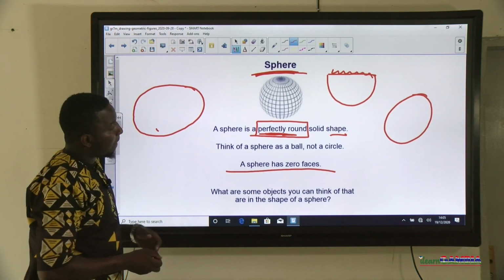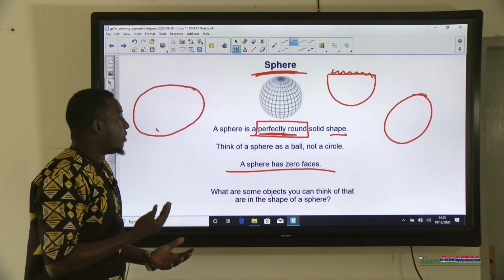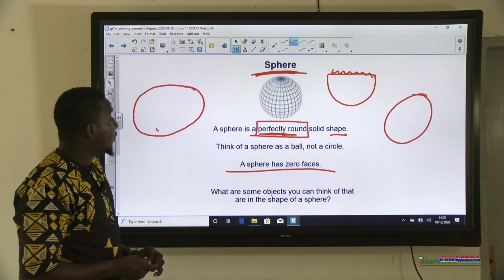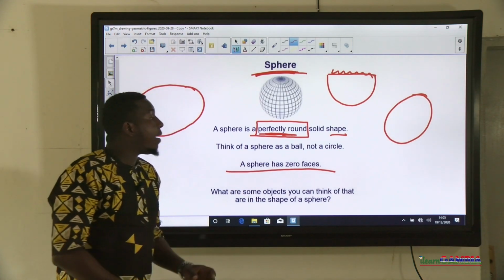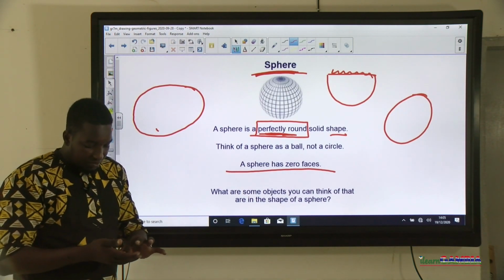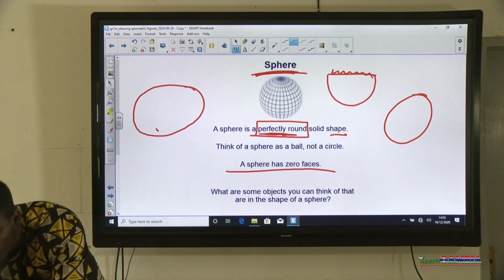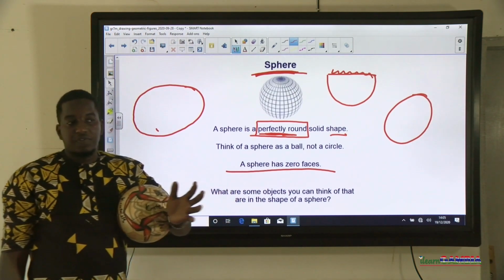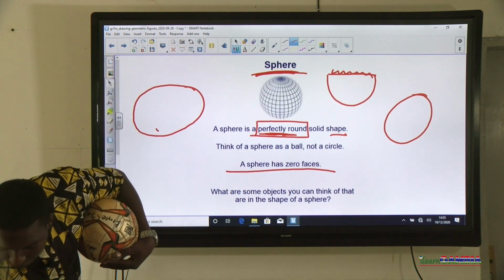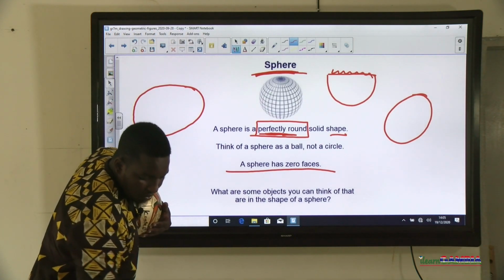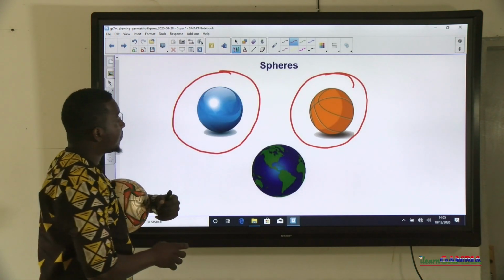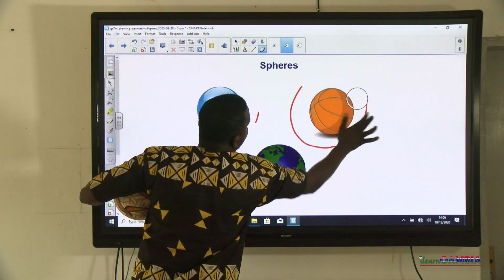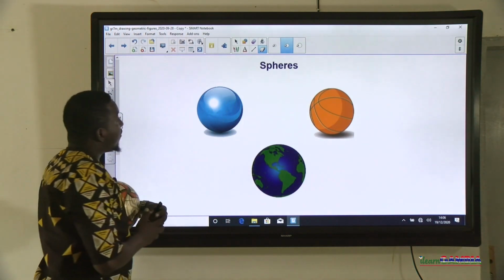And there are many fruits in our society that sometimes we call a sphere, but they are not perfectly round. One thing we need to put in our mind is that spheres are always perfectly round. Like this marble here is perfectly round, and also the ball that we have here is also perfectly round. So what other objects can we think of in our community that are spherical in shape? We have some of them here.